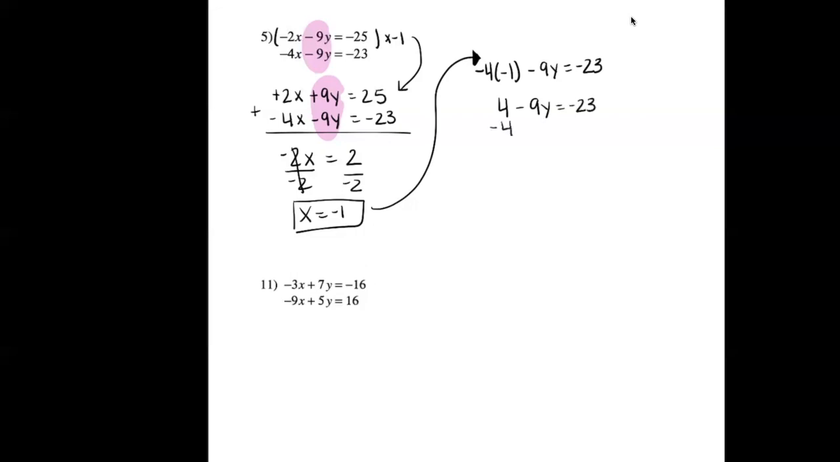I'm going to subtract 4 from both sides. And I end up with -9y equals -27. And then I'm going to divide by -9. And I end up with y equals 3.